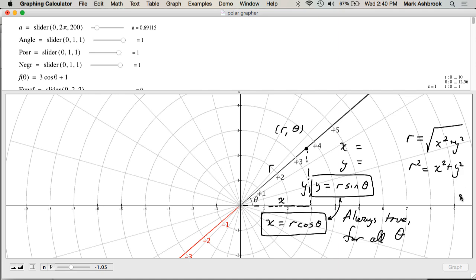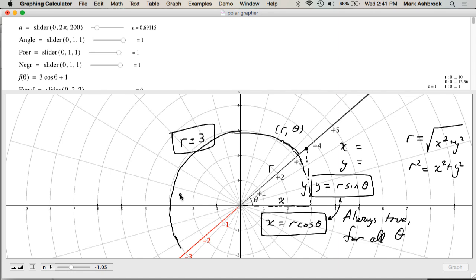What's that the equation of in Cartesian coordinates? A circle centered at the origin, radius r, which makes sense. So polar coordinates are based on circles centered at the origin, right? How could I write in polar coordinates the equation of this circle right here? What's true about the polar coordinates of all these points? r equals 3. Boom. Circle centered at the origin.